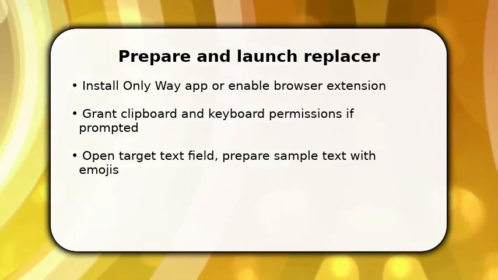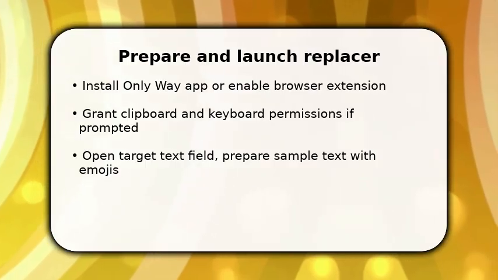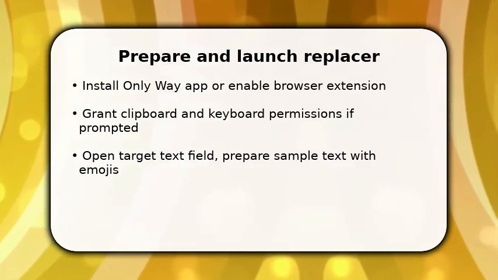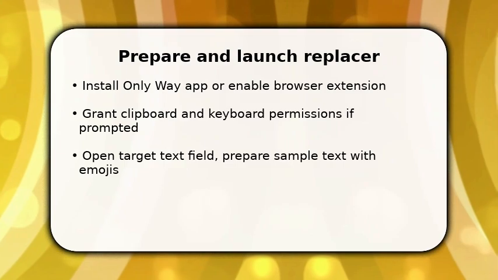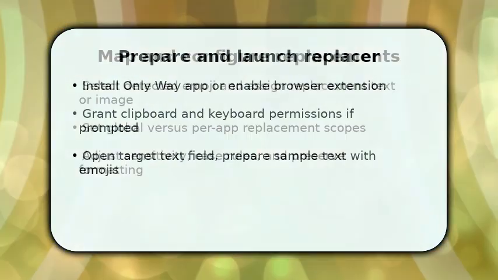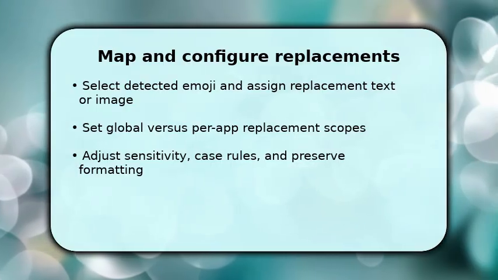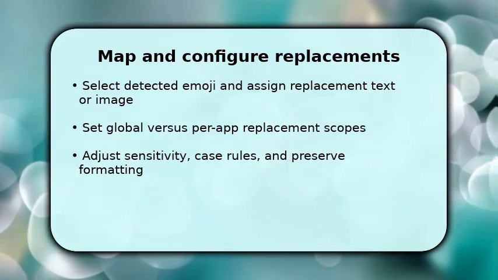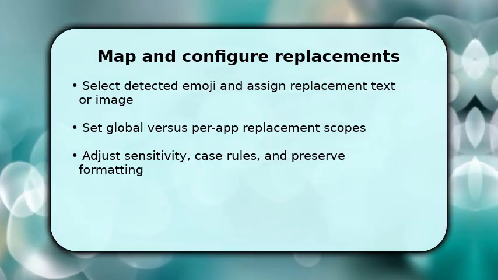You're starting the live mapping now, so tap the replace icon and watch for confirmation that OnlyWay detected emoji characters and is ready to map them to your chosen substitutes. Now you create mappings. You select each detected emoji and assign the replacement, text, image, or another emoji, and explain why that choice works for tone.